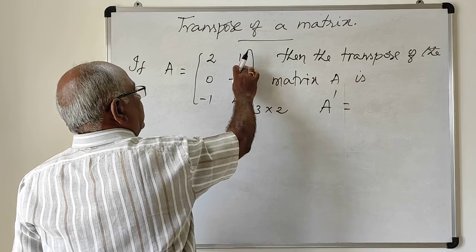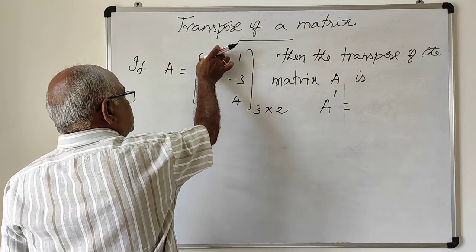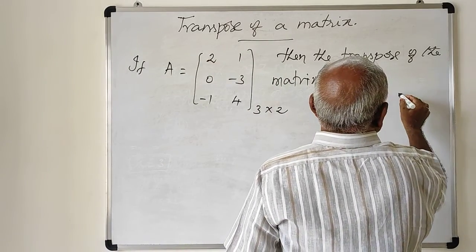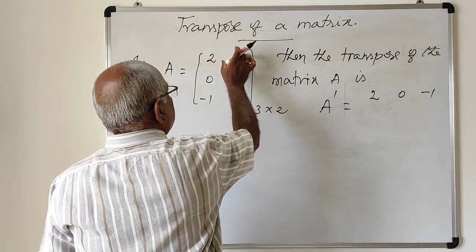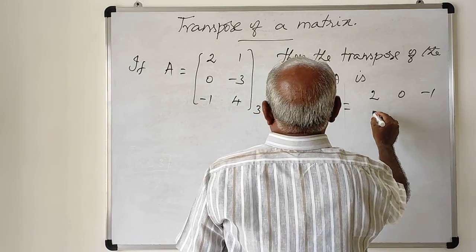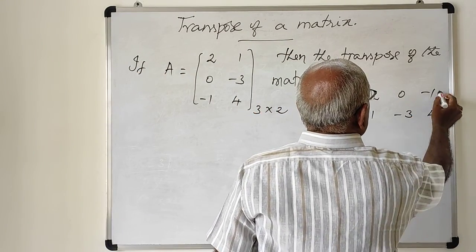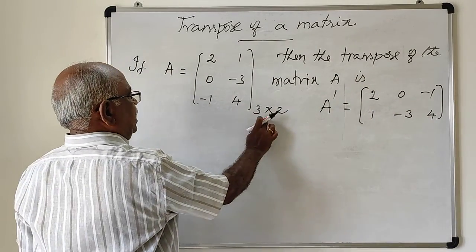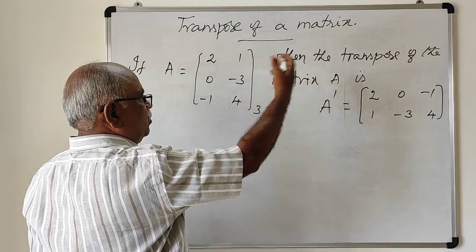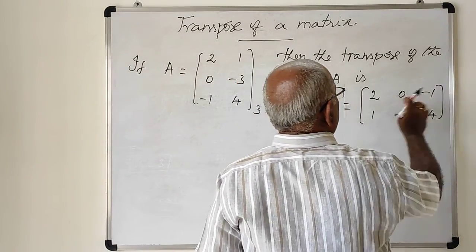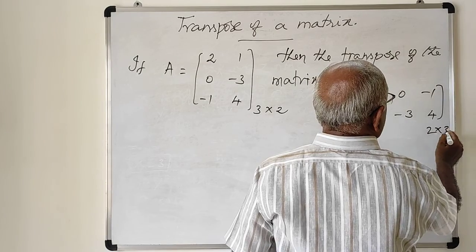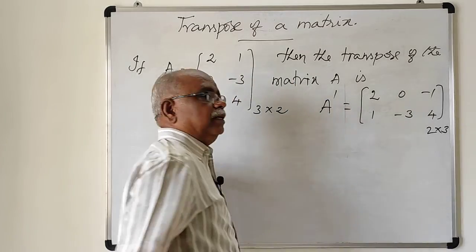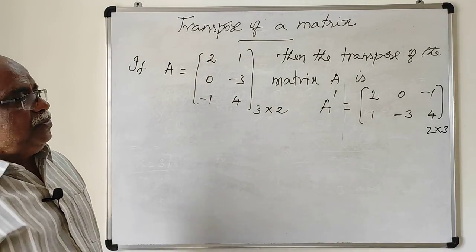2, 1 is again 2, 1 column. So the first column becomes the first row: 2, 0, minus 1. And the second column becomes the second row: 1, minus 3, 4. This is the transpose of the matrix A. If the order of the matrix is 3 by 2, the transpose of A is 2 by 3, 2 rows, 3 columns. Just interchange the rows into columns or columns into rows.